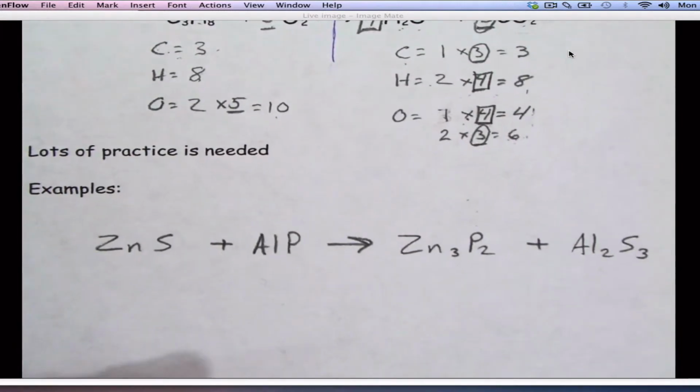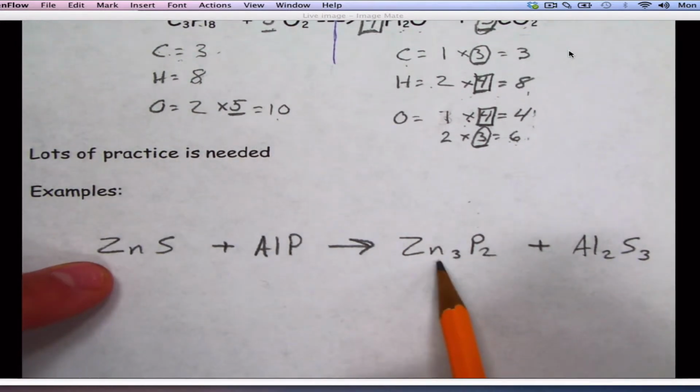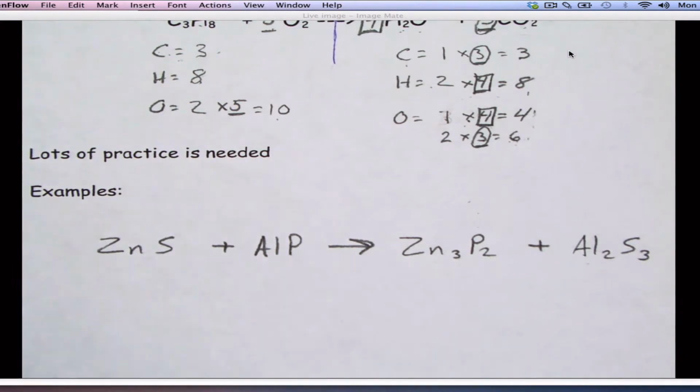So I look at it right away and I can say, well, there's no oxygen, so I don't have to worry about that. The zincs don't look good. They're not balanced. The oxygens don't look good. The sulfurs don't look good. And the phosphorus don't look good. All right, so here's what we got to do.